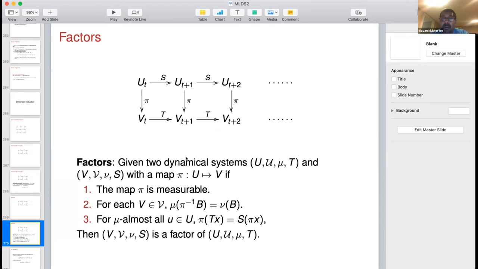So that's what's going on here. This is my factor map. Again, shifts of finite type were thought of as factors of some type of continuous system.